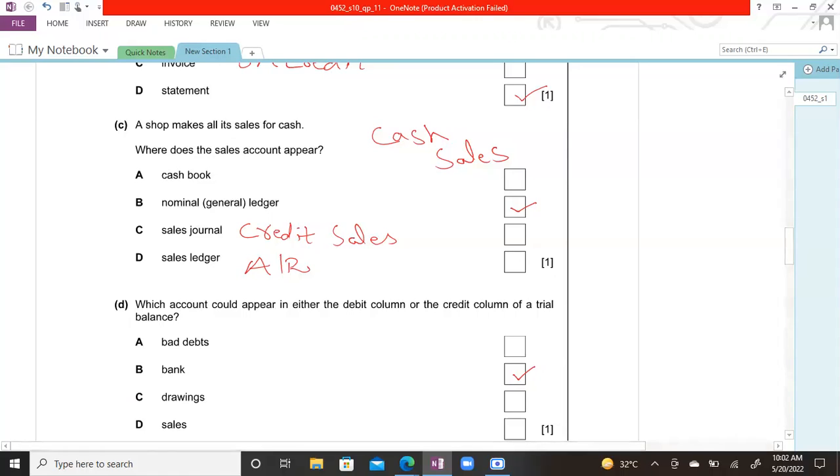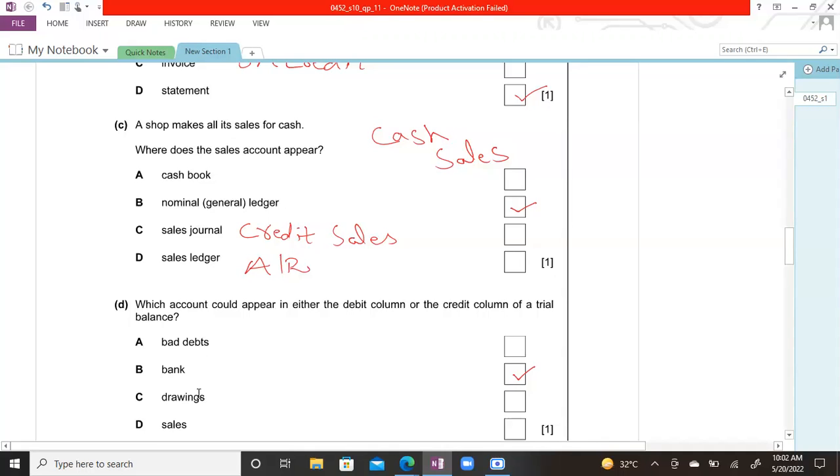is the right answer, because if the business has money in the bank, it is our current asset. On the other hand, if it is a bank overdraft, which means that we have taken money from the bank for a short while, then it will become a current liability. So the bank balance can be on both sides in the trial balance.